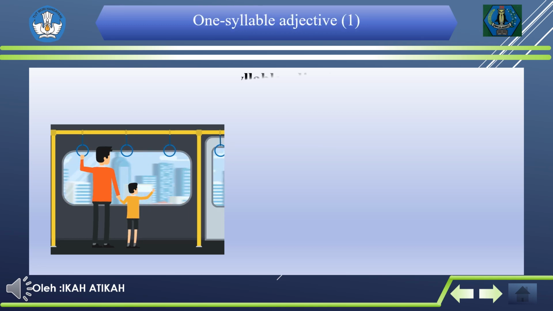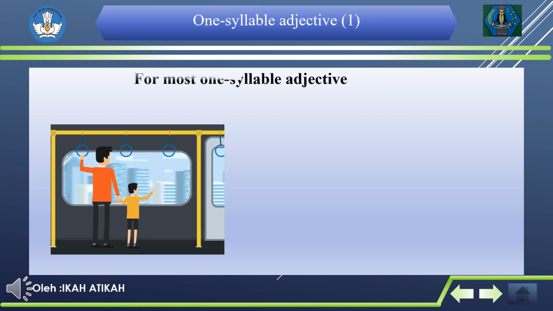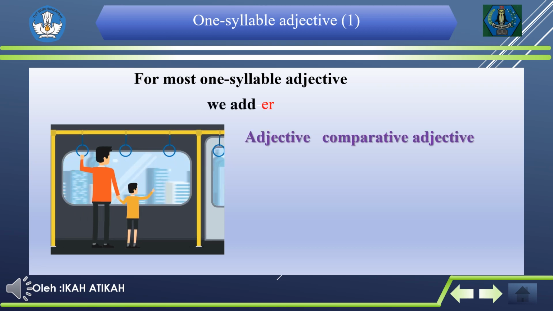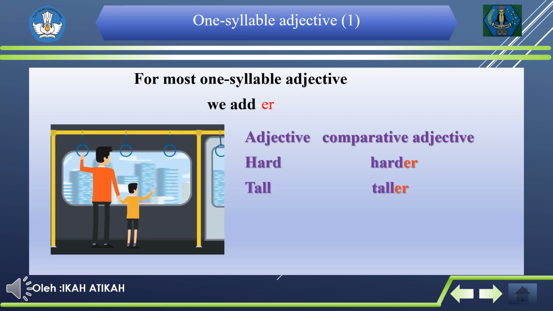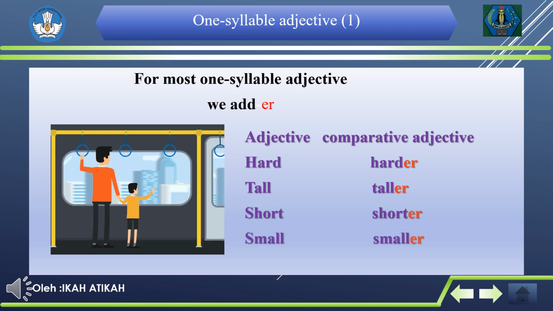One-syllable adjectives. For most one-syllable adjectives, we add er. Hard becomes harder. Tall becomes taller. Short becomes shorter. Small becomes smaller.